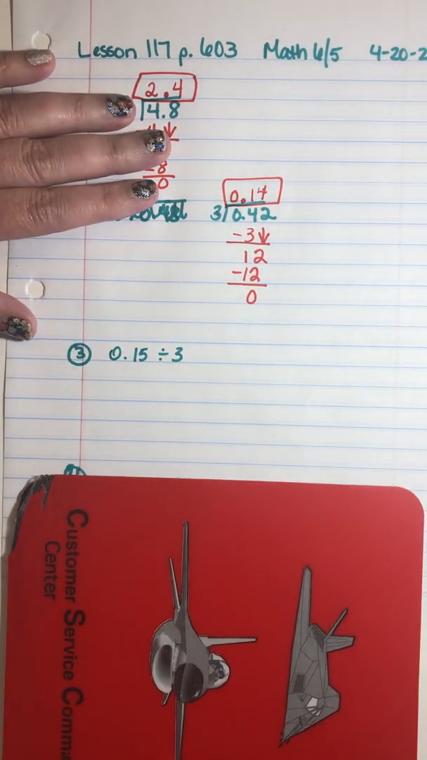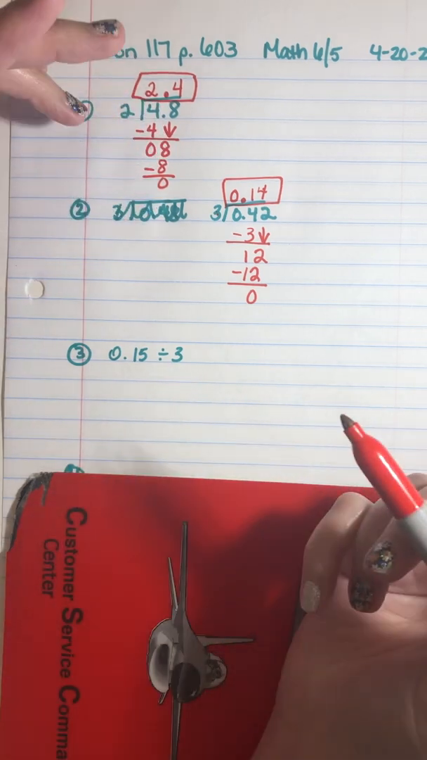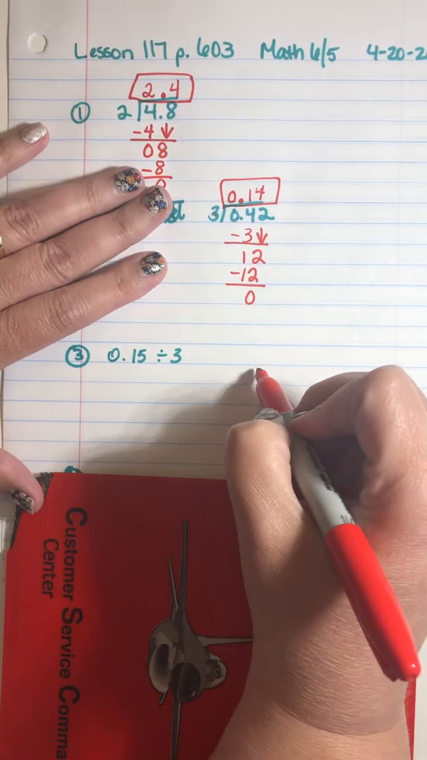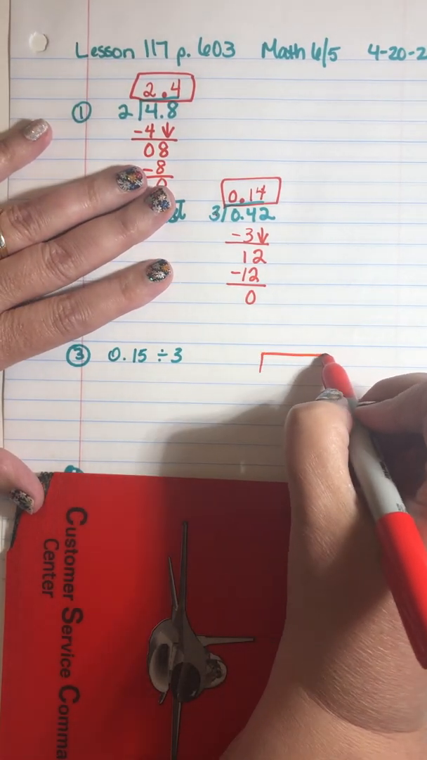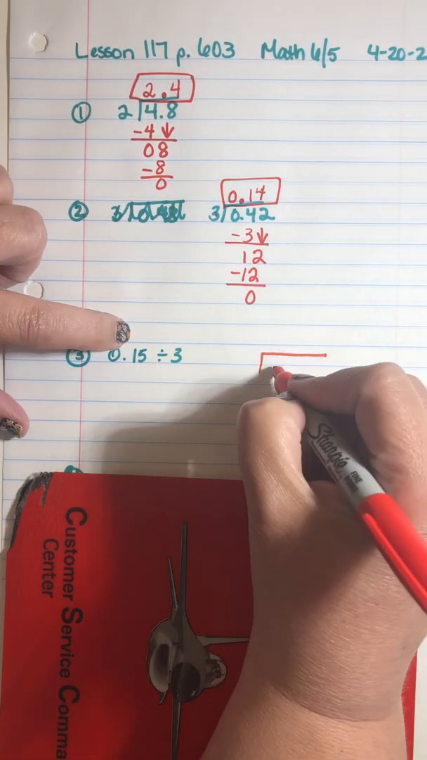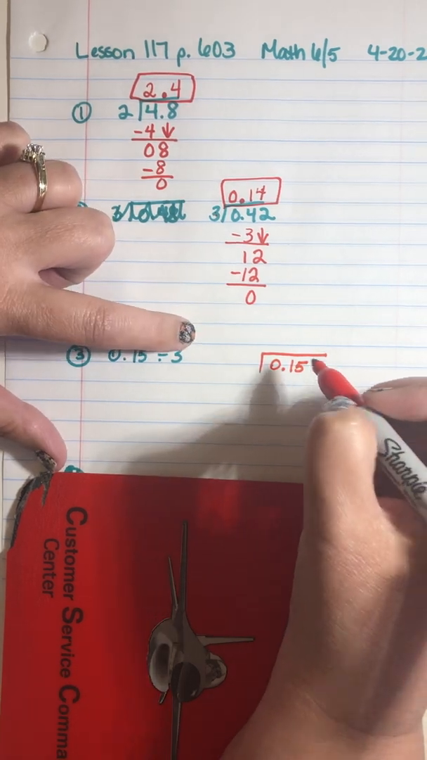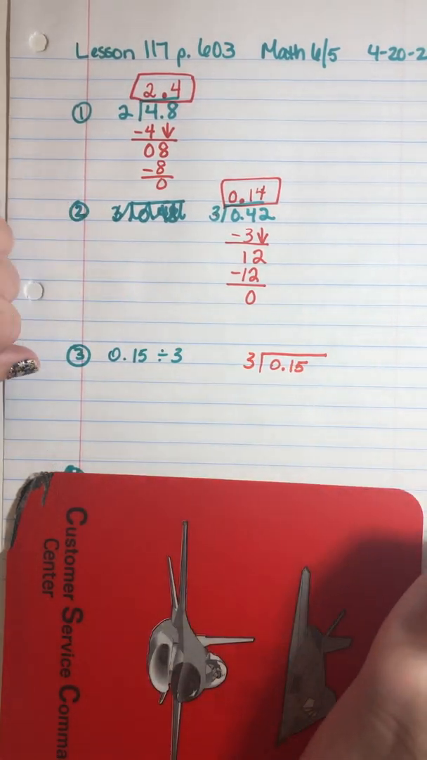Okay, my next one, 15 hundredths divided by 3. The first thing I have to do is set it up as a division box on this one. So remember, this is my dividend. It goes under. This is my divisor, and it goes out.